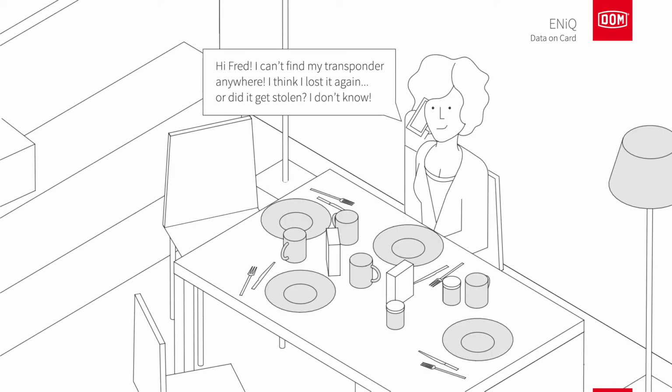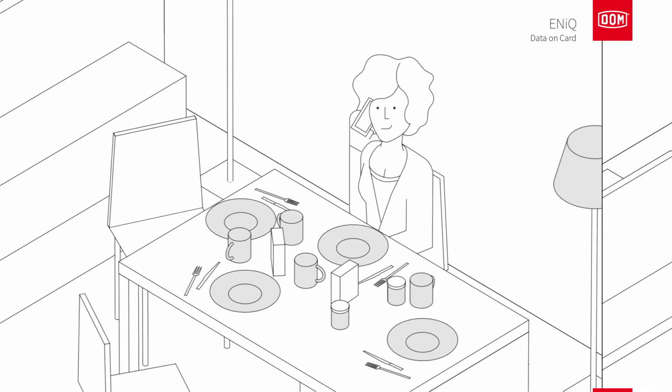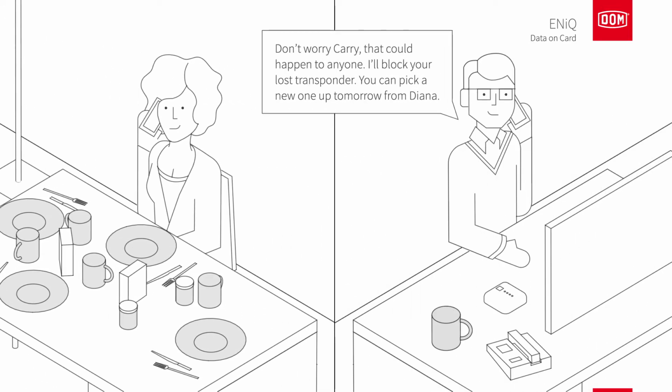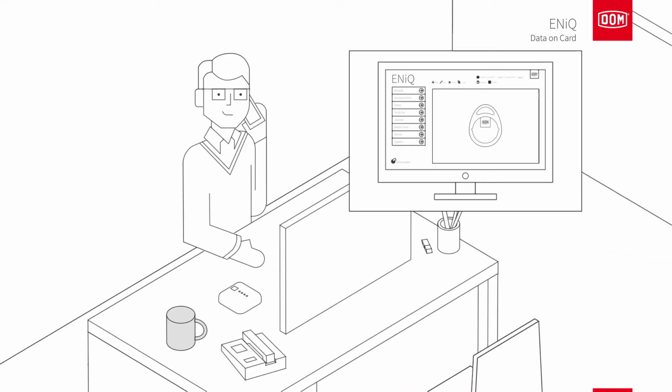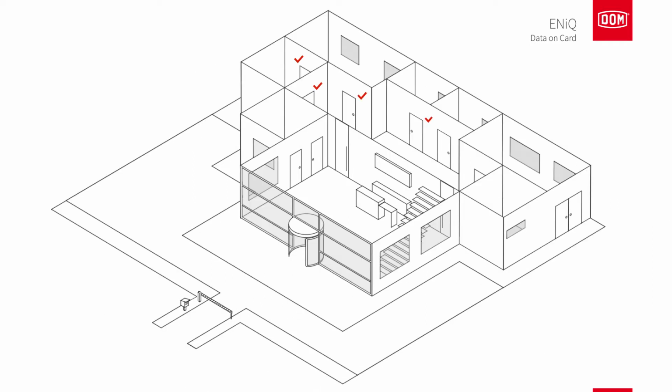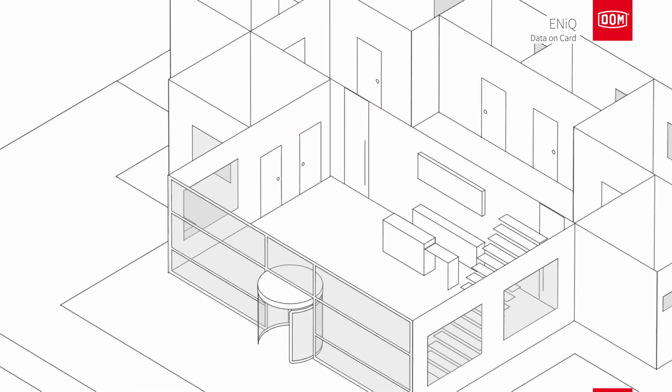Carrie also works at the office, but she isn't the most organized person. This time, she has lost her transponder. She quickly calls Fred, the facility manager. Using the ENiQ software, Fred programs a new transponder for Carrie. The software automatically puts the old one on a blacklist that is then spread to all devices by the transponders. Now Carrie is ready to go again and everything is still secure.